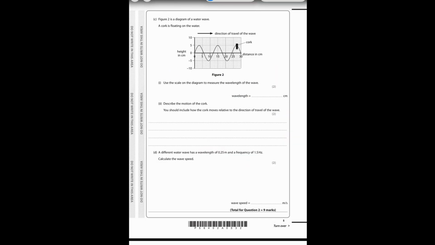So the next question, the first thing that stands out to me is the graph again. So I just know, okay, I've seen a graph. I'm probably going to have to take some readings from there.